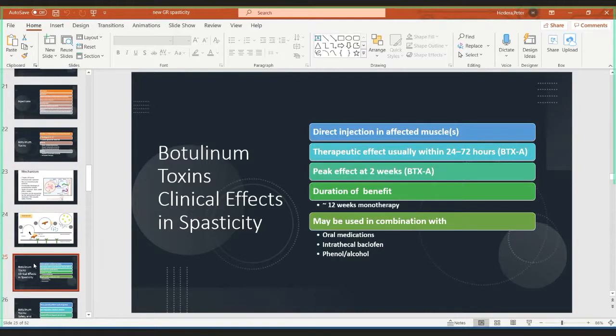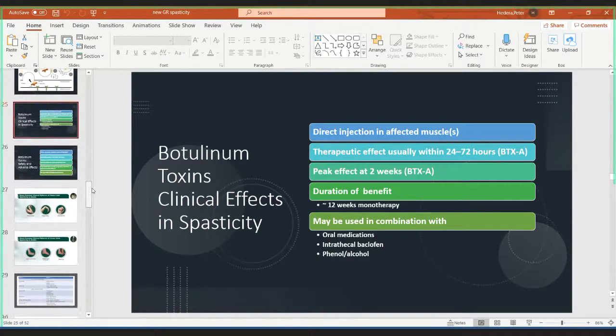Again, it's very difficult to compare different toxins because we don't have any head-to-head studies. Actually, there is one study coming, which we hopefully will be part of, directly comparing Botox versus Dysport. And again, to me the most interesting feature of these clinical effects is the duration of benefit. Some of these toxins, especially Dysport, may have a bit longer duration of benefits, up to 16 weeks, which is basically 4 months.